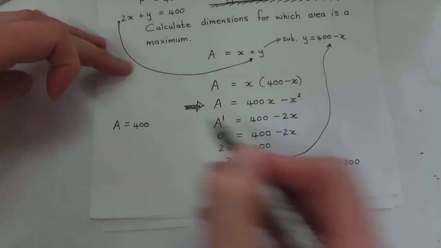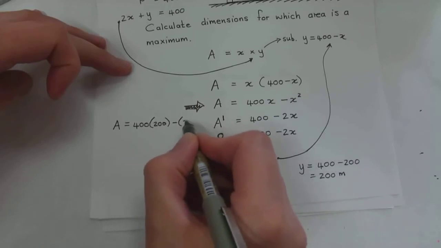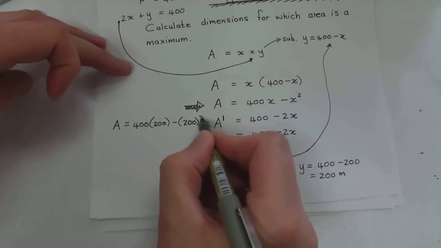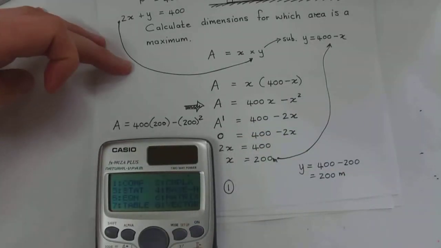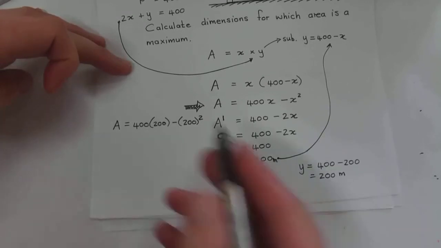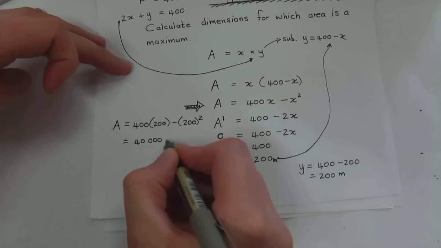So 400 times x, which is 200, minus 200 squared. 400 times 200 minus 200 squared then gives me 40,000. So that means I will have a maximum area of 40,000 meters squared.